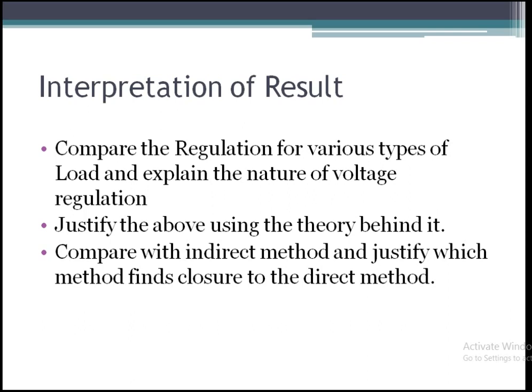Compare the indirect methods, that is the ZPF, MMF and EMF methods, with the direct method, and find which method is closer to the direct method and which indirect method gives accurate results. If so, what is the use of the other two indirect methods? These are some of the things you have to justify while doing the experiment.